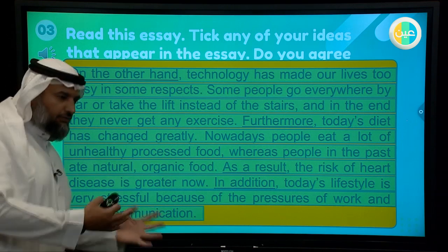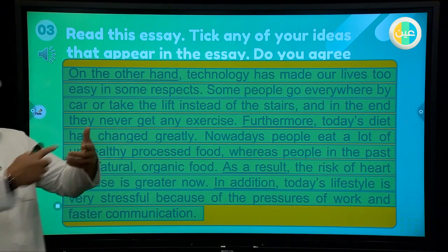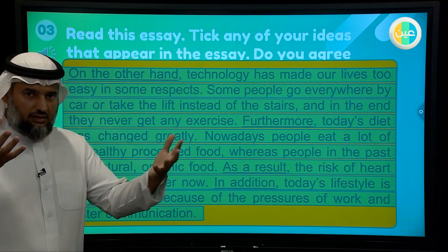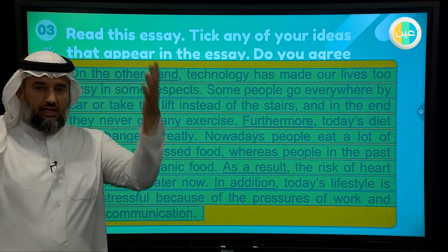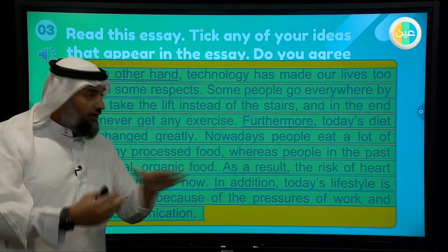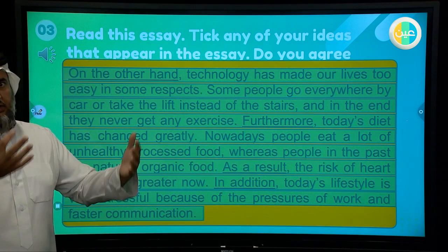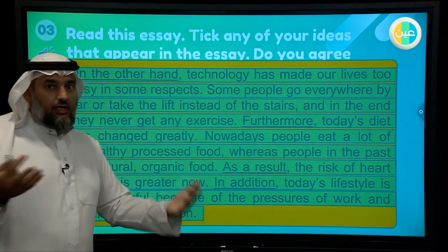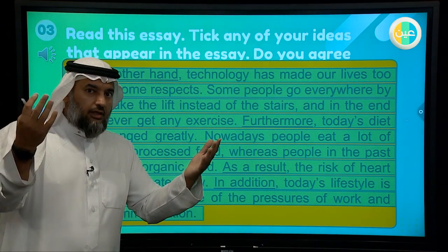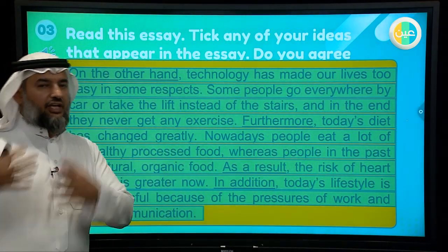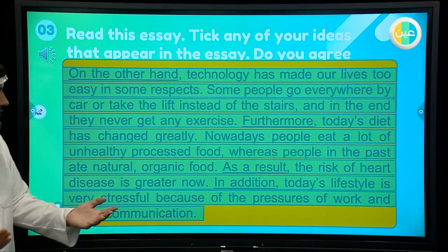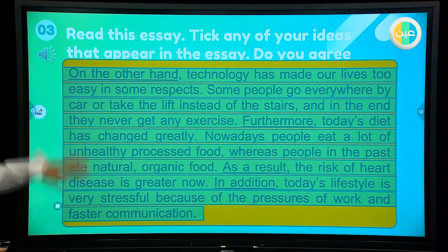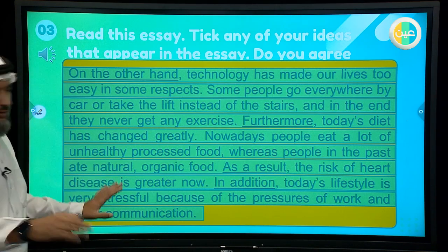Okay, now he is for the argument. The first thing, he was introducing the idea. The second one, he was against the argument. Then the third one, he's for it. He's saying that life before was healthier. Now we don't exercise. Everything is easy. Now let's listen to the conclusion, the last part.